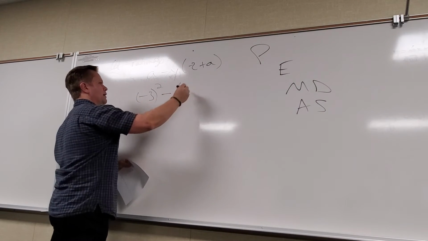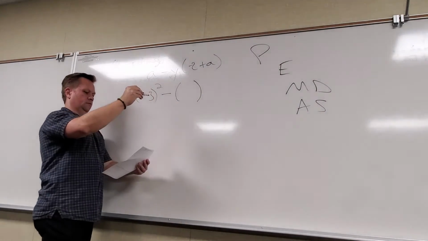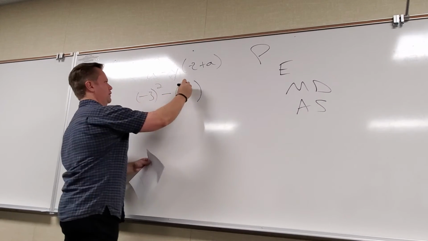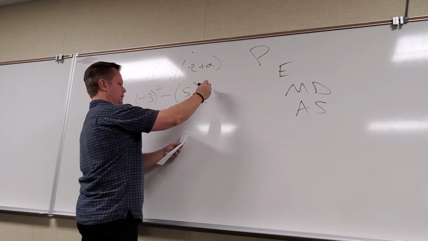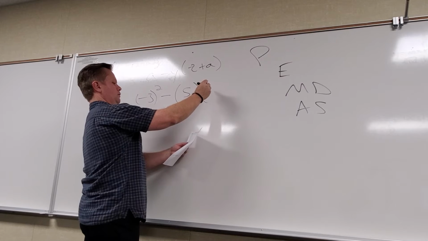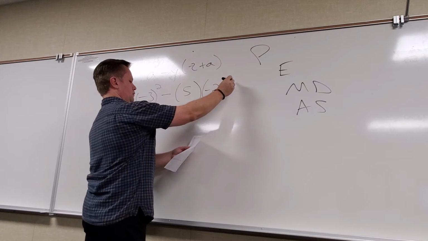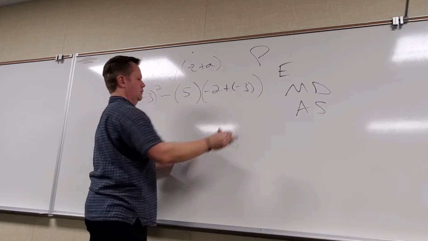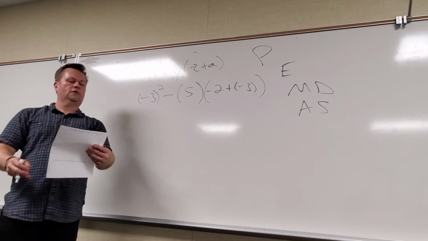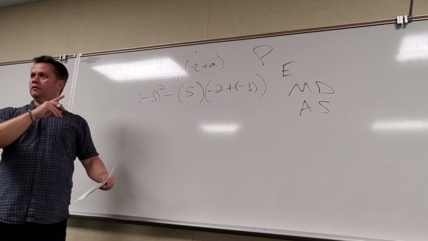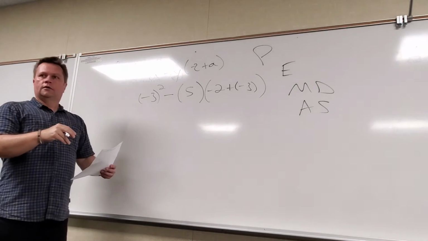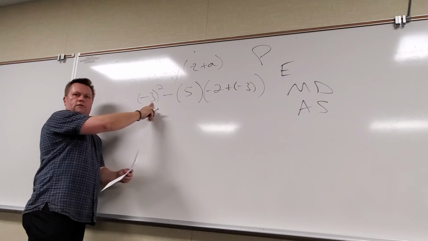Minus, what's y? 5. Yeah, y is 5. And then z plus a. You guys with me? So what's -3 squared? 9.